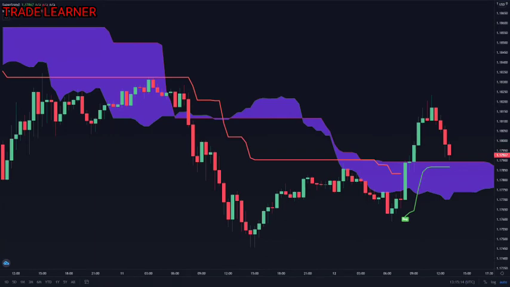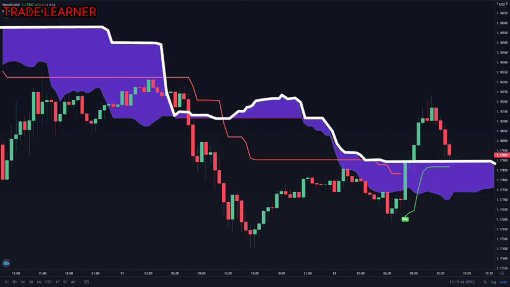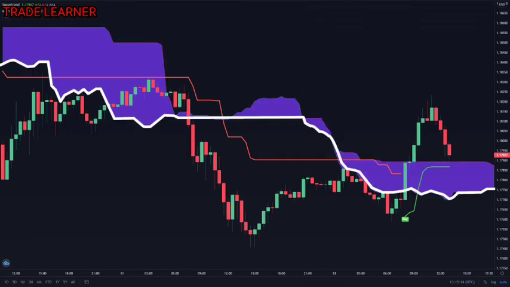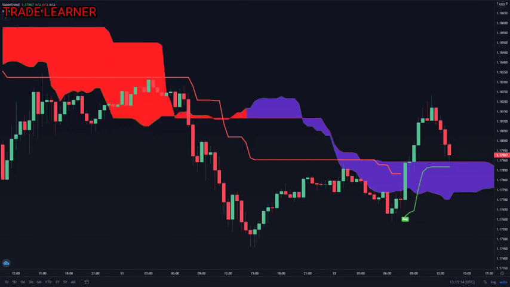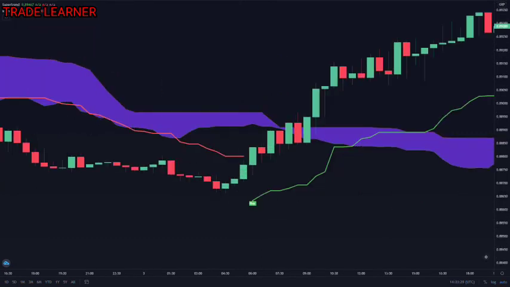The rules of the Kumo cloud are very simple. If the price is above the Kumo cloud, you only take buy signals. And if the price is below the Kumo cloud, you only take sell signals. But if the price is inside the clouds, you don't take any positions. Let me give you an example.